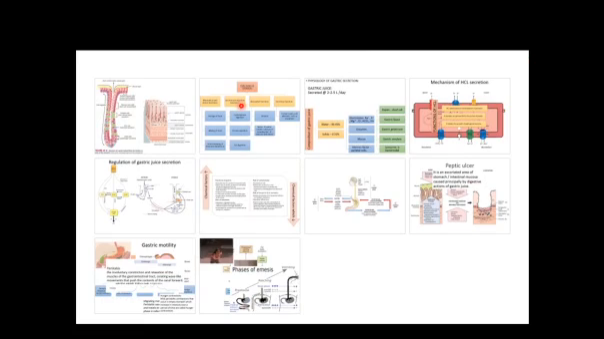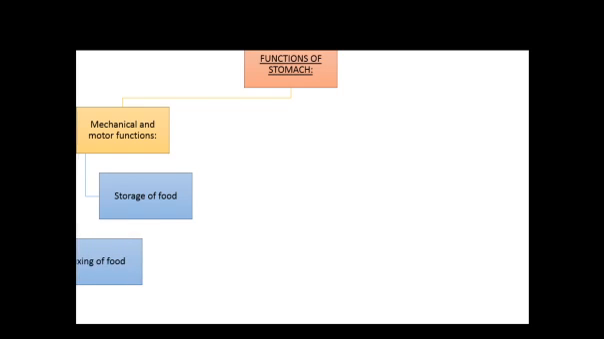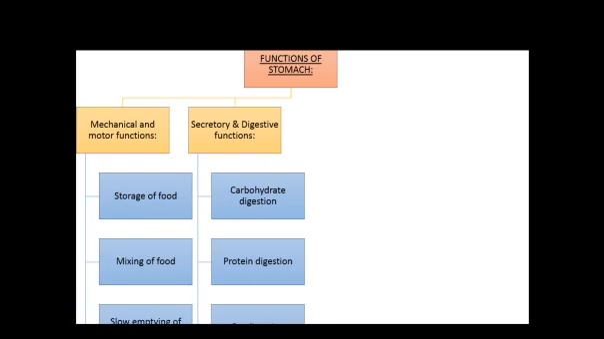Now coming to its functions. The functions of stomach can be classified mainly into mechanical, which are storage of the food, mixing of the food, and slowly emptying the food into the duodenum after it is converted into chyme, which contains finer small particles mixed into the gastric juice. Next important function is secretion of gastric juice and digestion of carbohydrates, lipids, and proteins.